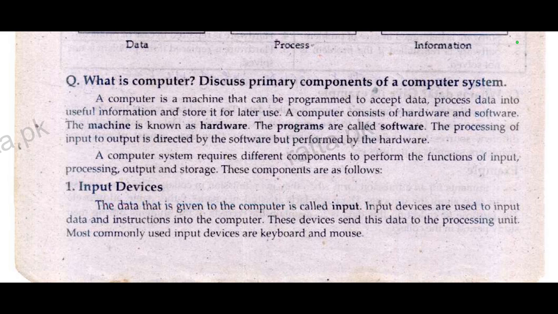The machine is known as hardware. The programs are called software. The processing of input to output is directed by the software but performed by the hardware. A computer system requires different components to perform the functions of input, processing, output, and storage.